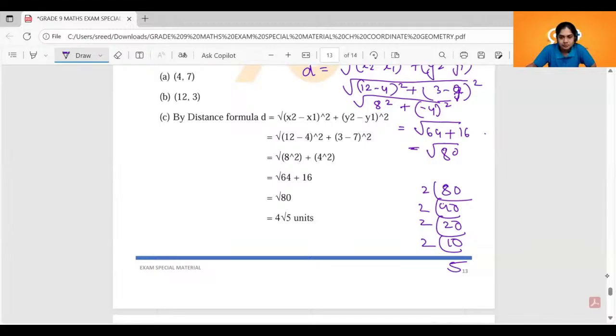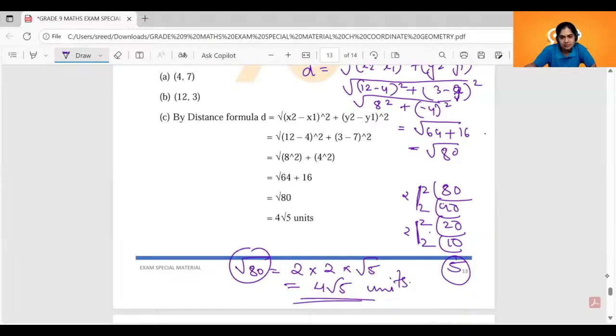So root 80 will be, now you pair them into similar groups. 2 2, 2 2, and 5 does not have a pair. Root 80 means you have to take one number from each pair. So 2 into 2, I'm taking one 2 from each pair, and since 5 does not have a pair, I'm putting it inside the root itself. So you are getting 4 root 5 units. That is the answer. Root 80 is the same as 4 root 5 units, which is the answer given over here.